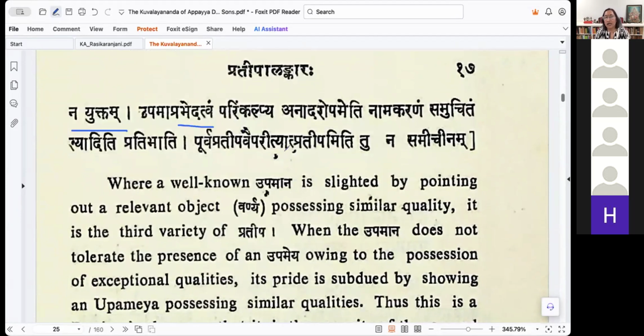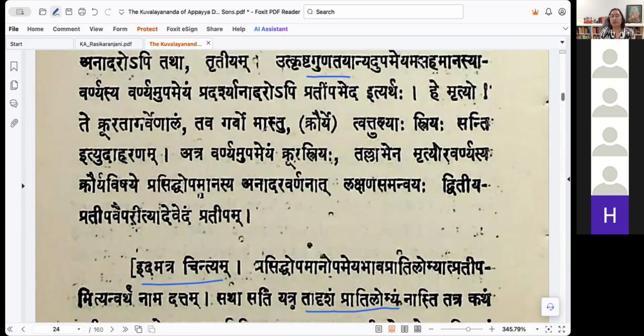Upama prabhedatvam parikalpya anadara upama iti namakaranam samuchitam. So we will have to take this as anadara upama and not as the tritiya pratīpam at all. Purva pratipa vaiparityat pratīpam iti tu na samichinam. It's not correct to say that it is because it is opposite to the second type of Pratīpa. This is also another variety of Pratīpa. It's like a lazy approach. Instead, you can put it under Upama. Some Vyakhyanams also give this kind of explanation for this Pratīpa.